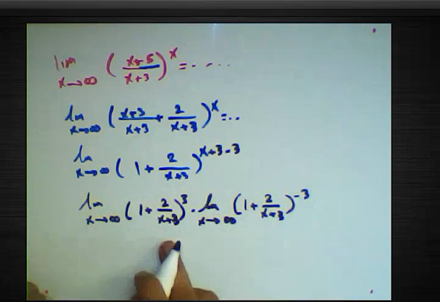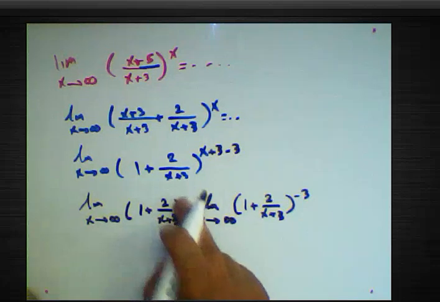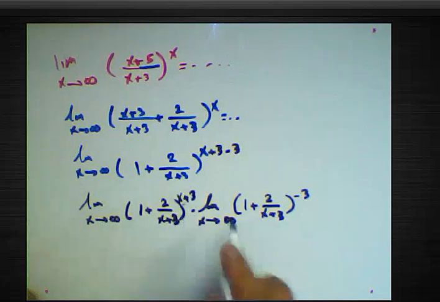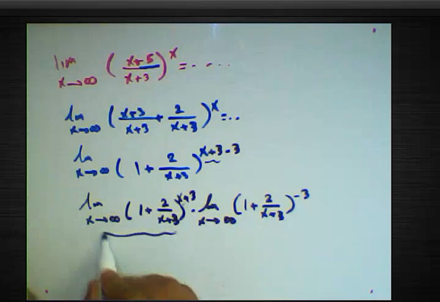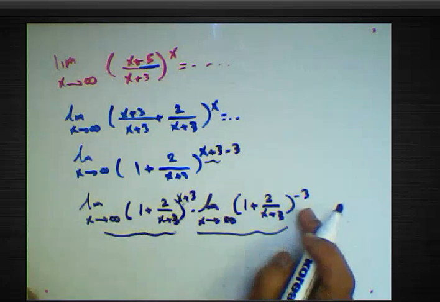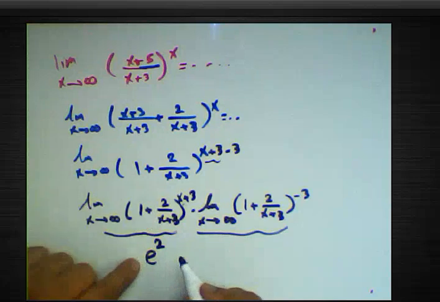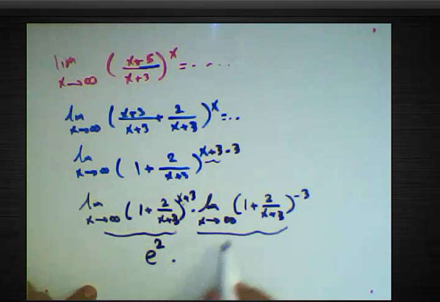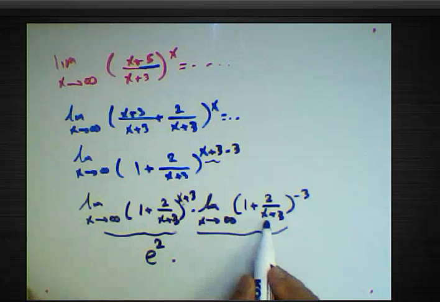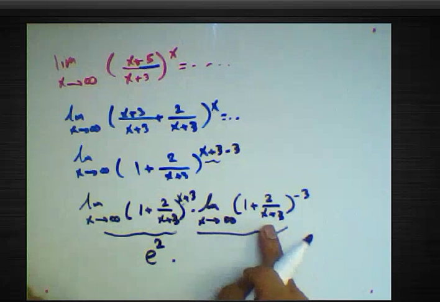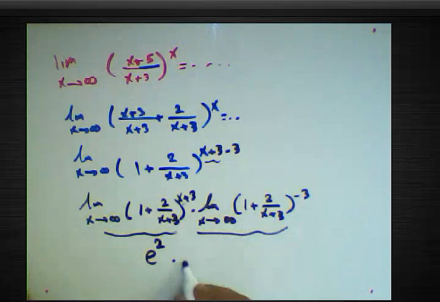The result of this function: we have x + 3 in the power, so the first limit has power x + 3 and the second limit has power negative 3. In the first, the base equals the power, so the result will be e². And here, if we put x equal infinity, infinity plus 3 equals infinity, 2 over infinity equals 0, 1 plus 0 equals 1, and 1 to the power negative 3 equals 1. So the result will be 1 multiplied by e², which is e².